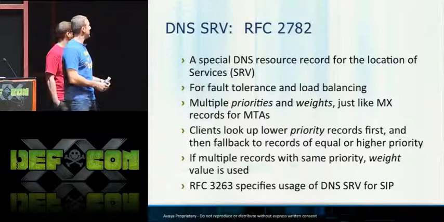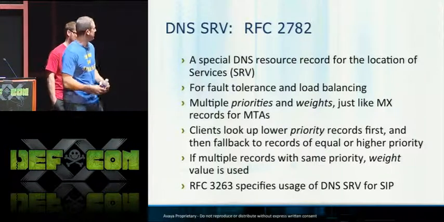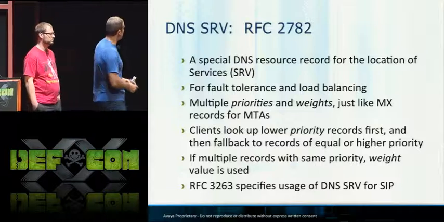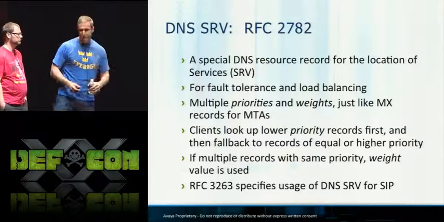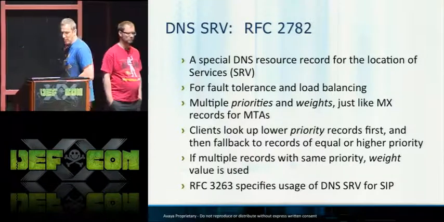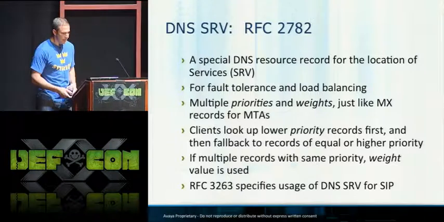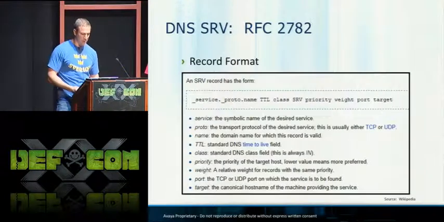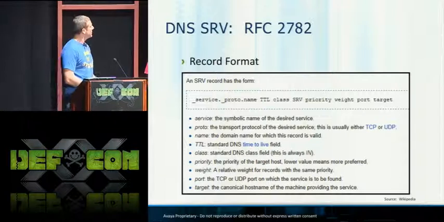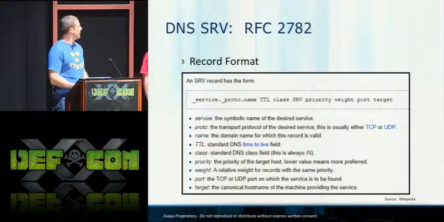The special DNS SRV records, RFC 2782 and RFC 3263, specify this usage for SIP. SRV service location is already built for fault tolerance and load balancing. This is a sample record here. So we have service, protocol, and name, which is the DNS domain. And the service returns the priority, weight, port, and target.